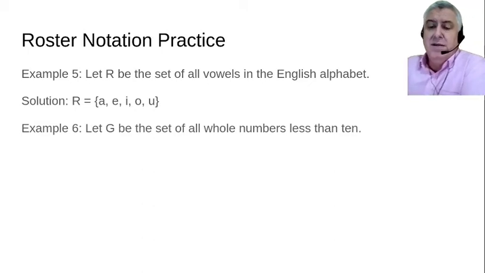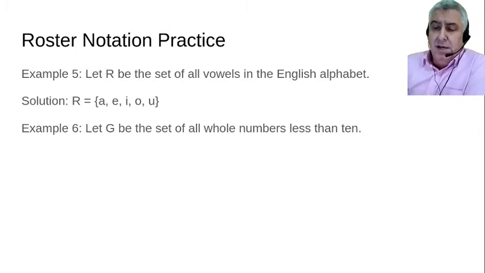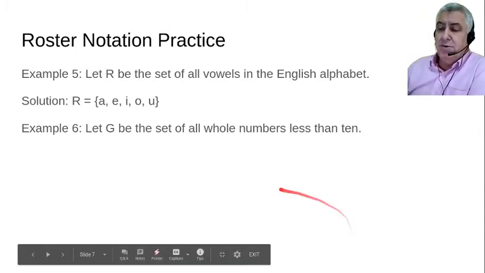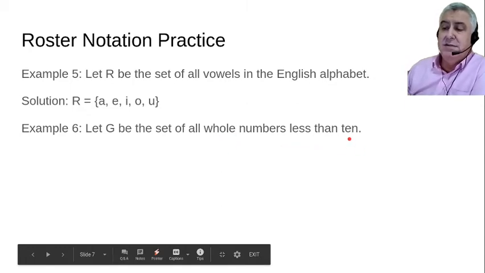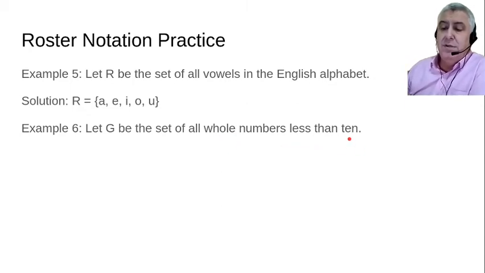Next one: let G be the set of all whole numbers less than 10. So all whole numbers. Remember, whole numbers start at 0, and it's less than 10. So go ahead.